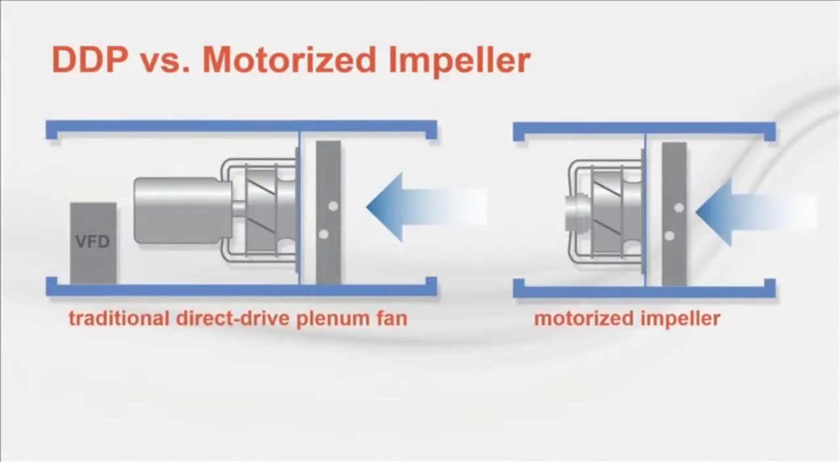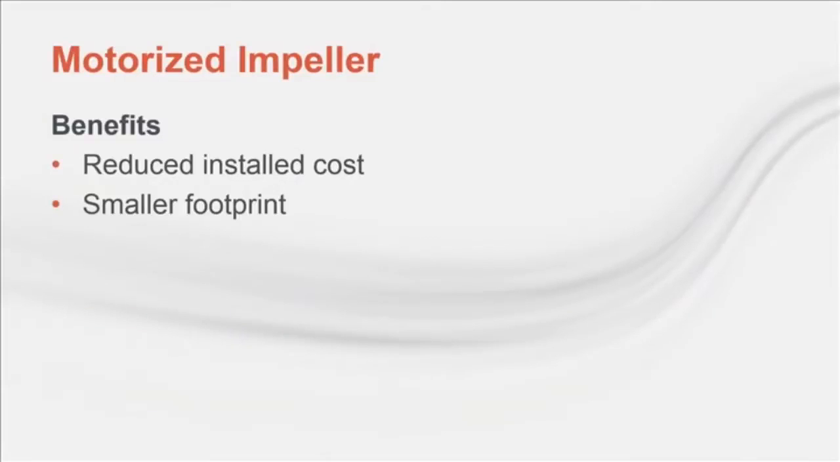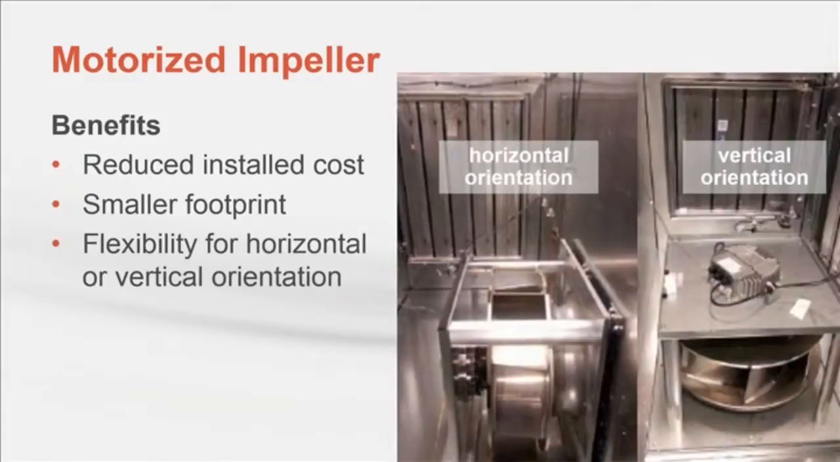A motorized impeller is a type of direct drive plenum fan that can help address these concerns. It's an integrated assembly that consists of a direct-driven impeller, an electronically commutated motor, or ECM, and a variable speed drive all in one package, which results in a much shorter overall unit. This integrated assembly, along with the reduced length, often enables a motorized impeller to reduce installed cost and allow for a smaller footprint. Likewise, some applications require a vertical fan inlet orientation, something that a traditional direct drive plenum fan offering does not typically or cannot address.